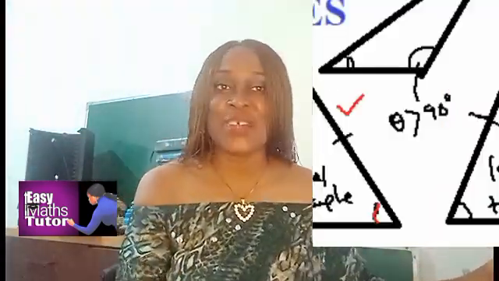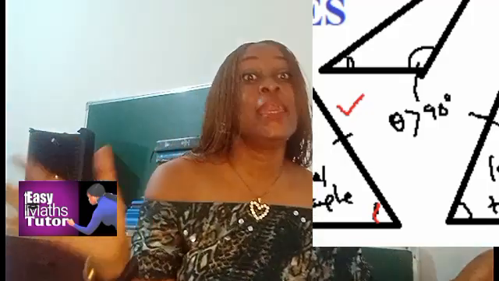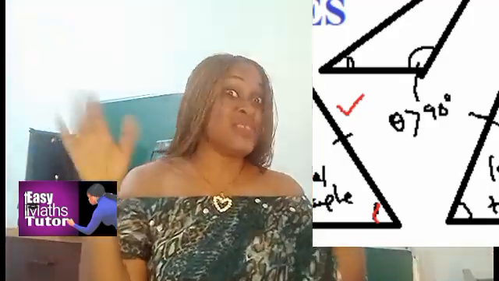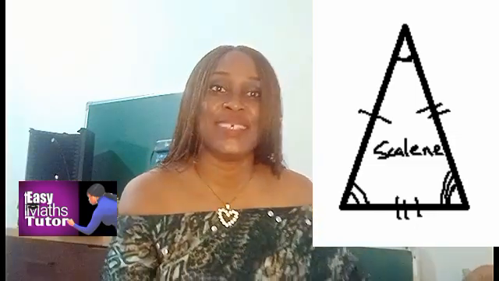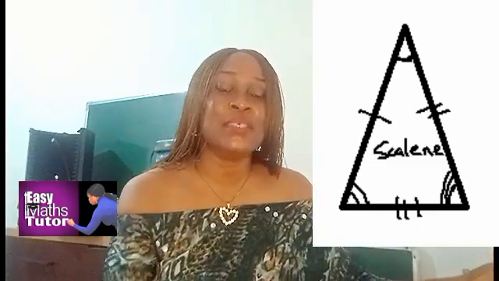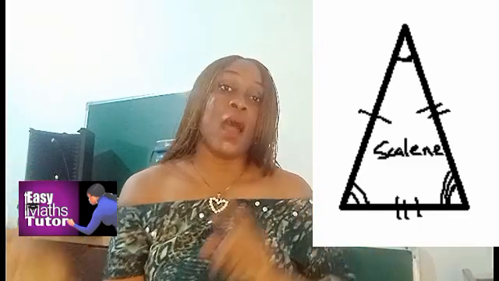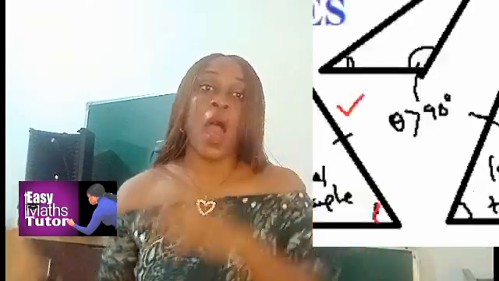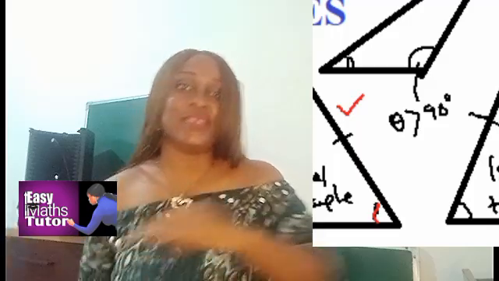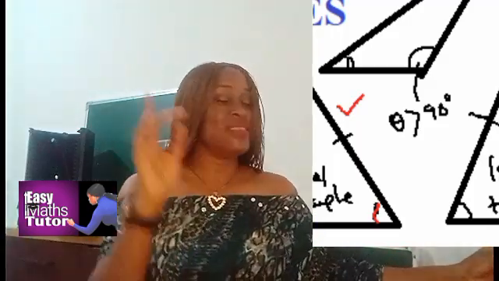And then the next triangle we're talking about is the scalene triangle. I don't know how it's pronounced, whatever you want to pronounce it. So the scalene triangle means all the three sides are different. Therefore, all the three angles are also different. So that is what we mean by the scalene triangle.